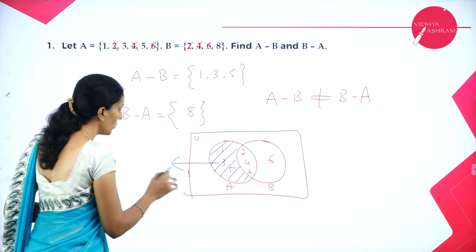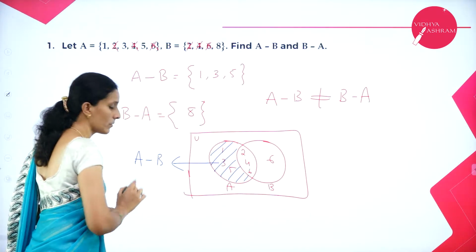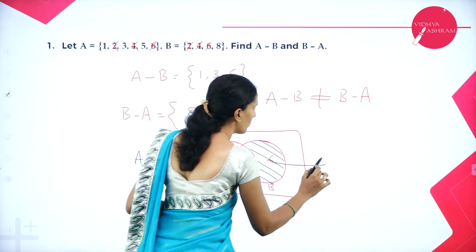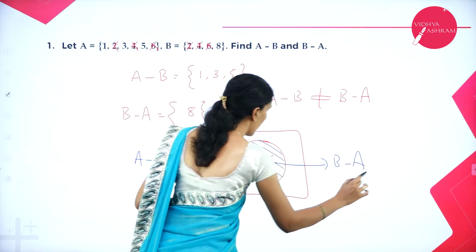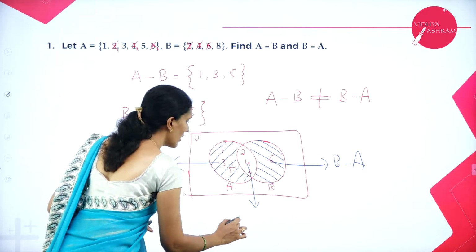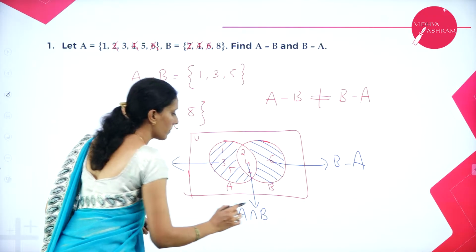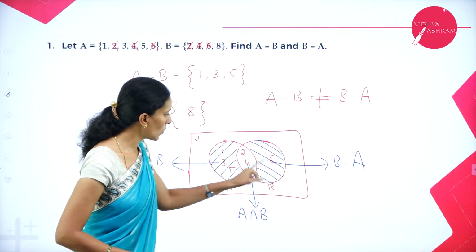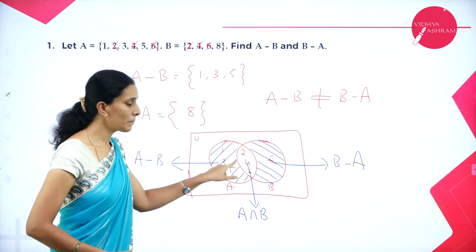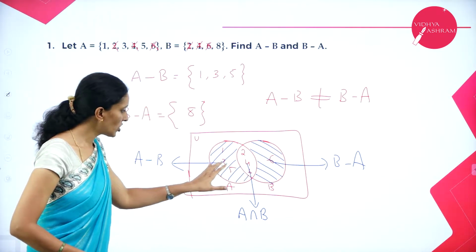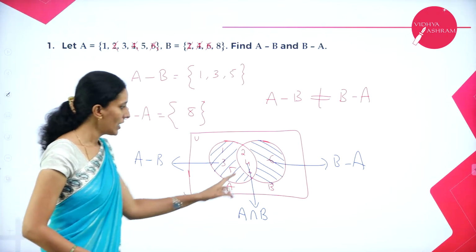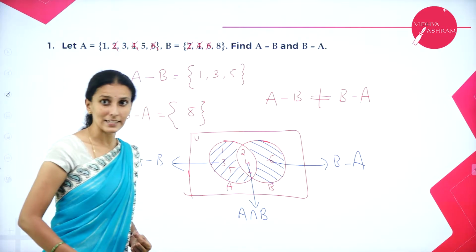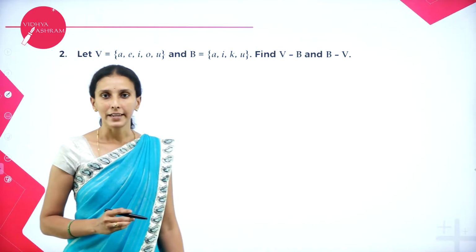So this is your A minus B. And only this part is your B minus A. And this is your A intersection B. So your A minus B is 1, 3, 5, and B minus A is only 8. Except the common part, the elements which are in A form A minus B, the elements which are in B form B minus A, and this is your A intersection B.